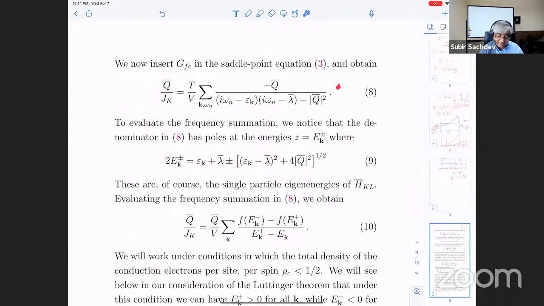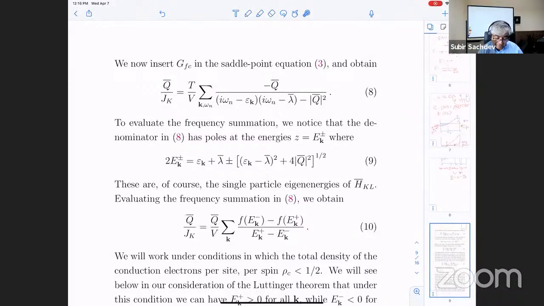We'll simplify this a little bit and then tell you the equation for lambda bar. So this is one of the equations. There's an overall factor of Q bar, but just like for the Kondo problem, we won't cancel it out right away, just in case Q bar equals 0 is the only solution. So we'll keep that.